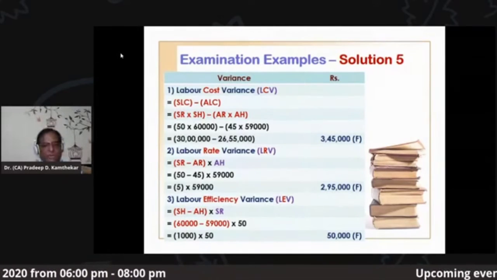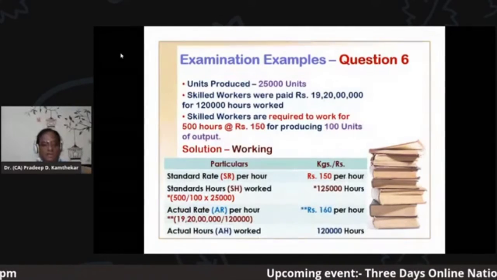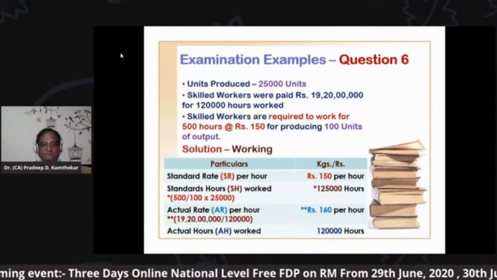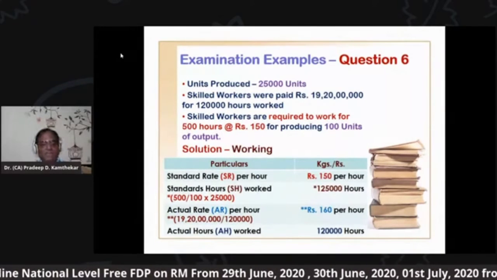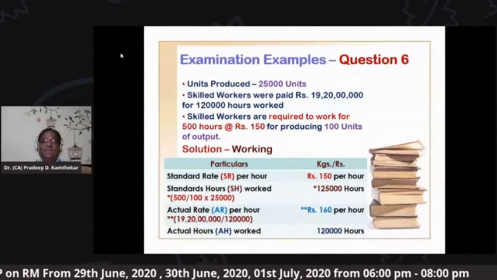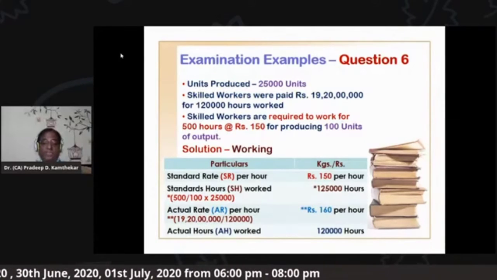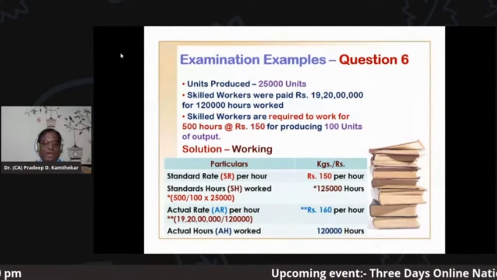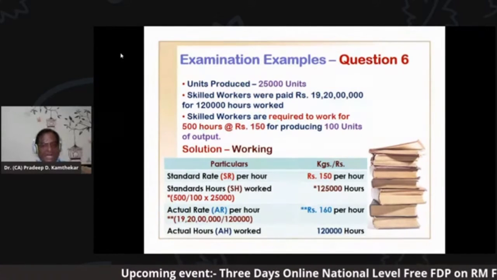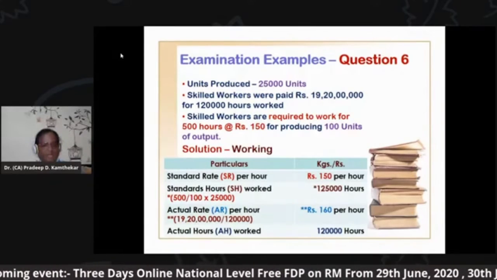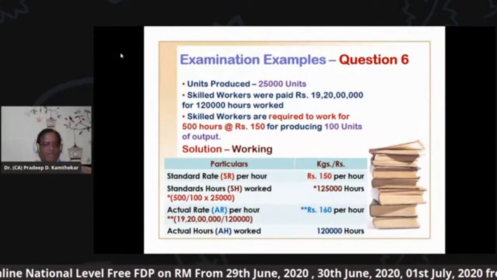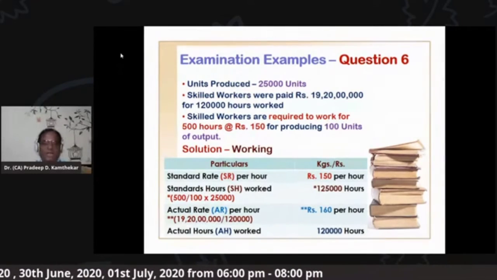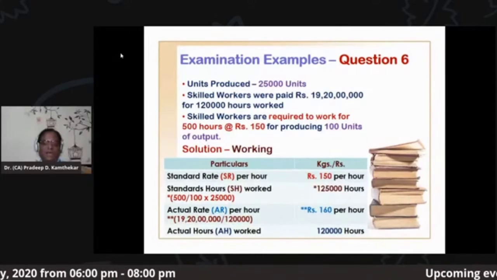Now, friends, let us see one more problem where we have some calculation which is not readily given. So we have to really work for that. Units produced 25,000. Skilled workers are paid 19 crores 20 lakhs. So the total amount is given and the actual rate per hour is not given. Friends, here actual rate per hour we have to calculate, and that's why I have taken this problem. And how many hours have these workers worked? 1,20,000 hours.